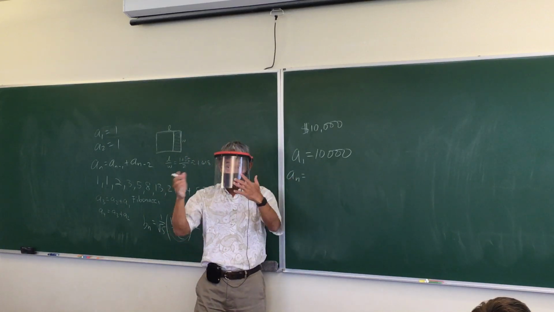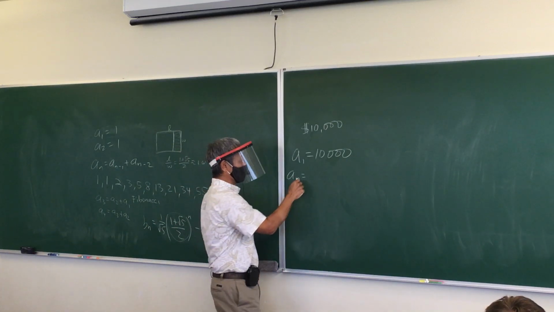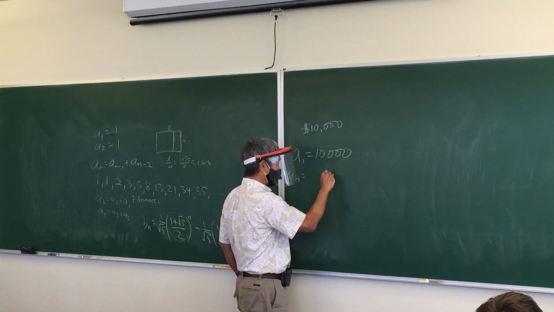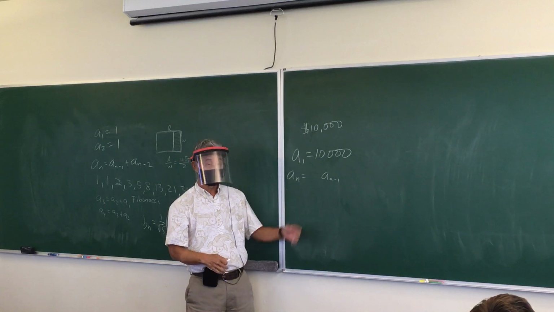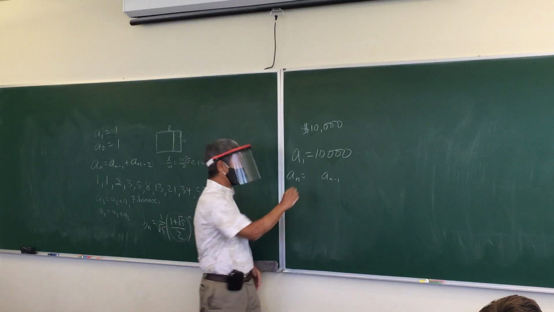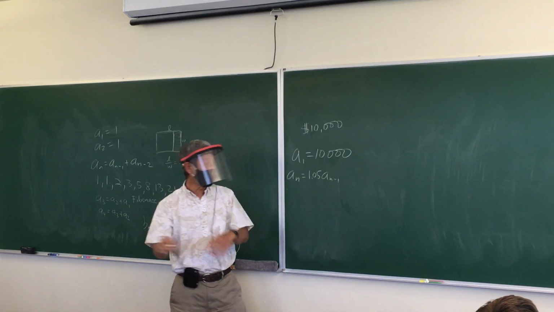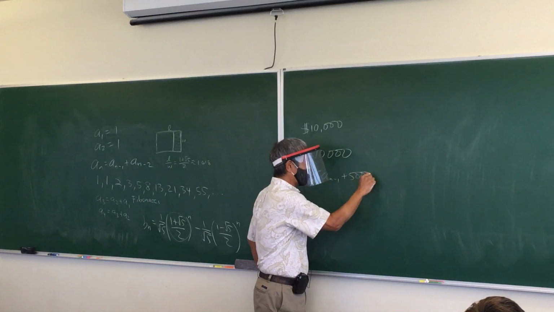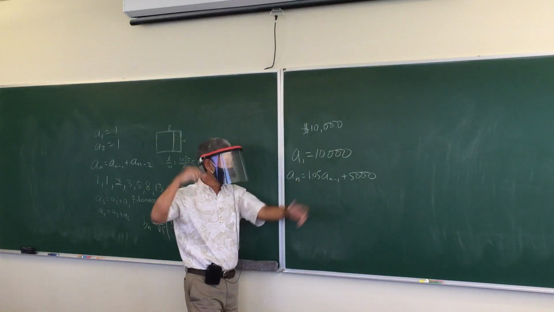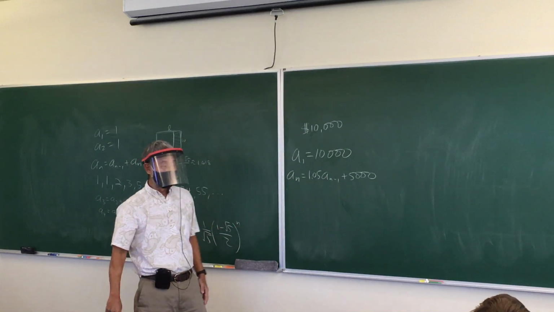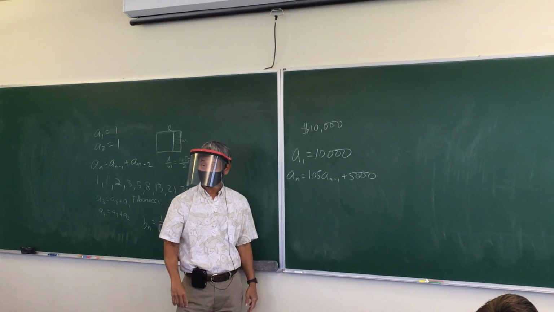Well, you're putting it into an account that's going to earn 5%. So you look at the previous term, which is a sub n minus 1, and if the thing grows by 5%, what do I multiply by? 1.05, right? But then on top of that, you're also going to put in another $5,000. So the money grows, you put in another $5,000, and you just keep doing this over and over. How much money will be in the account at the end on the 18th birthday?